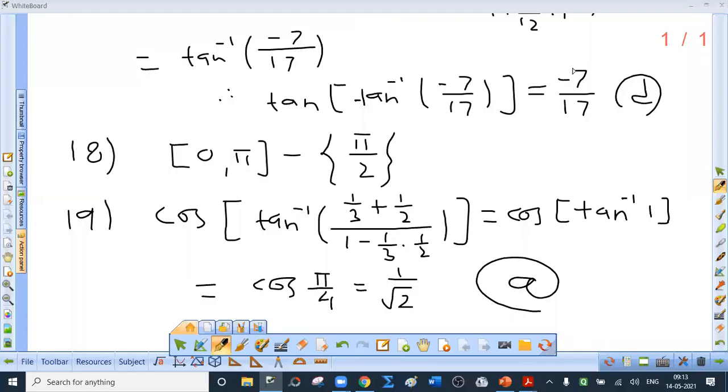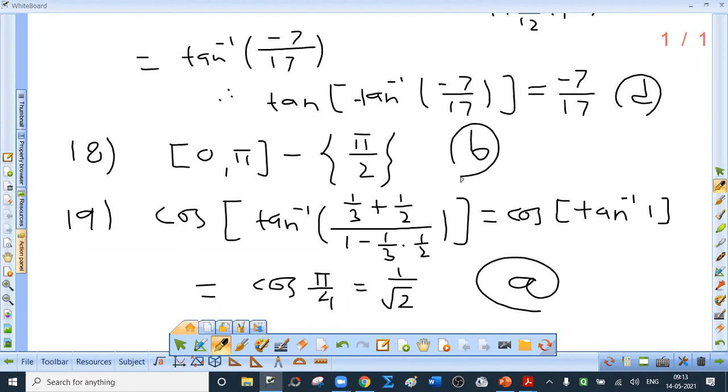18th, the principal value branch of sec inverse x is... This type of question can be asked in CET. In fact, if I'm not wrong, this was asked 3-4 years back. So the closed interval 0 to pi, excluding pi by 2, right? So the correct option for sum number 18 is B, Bombay.